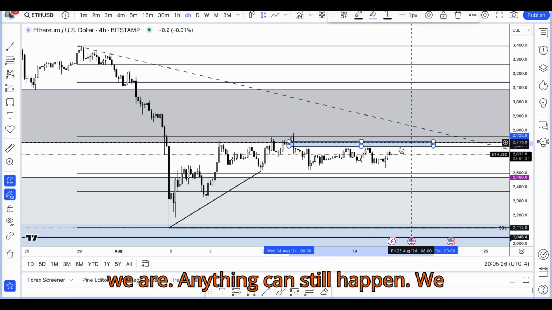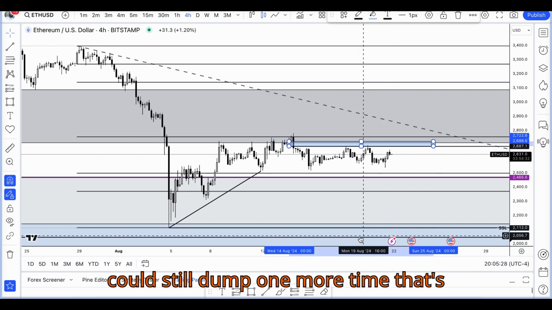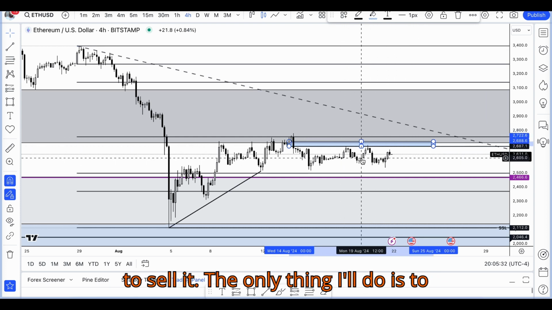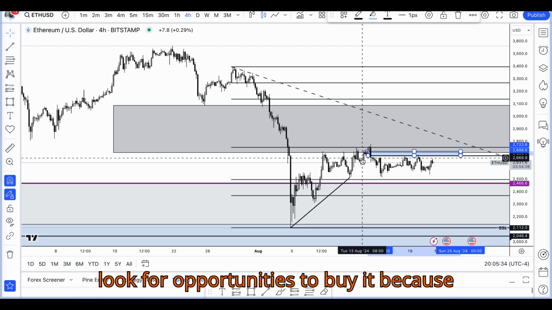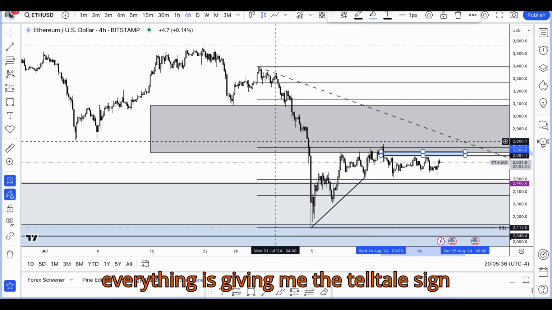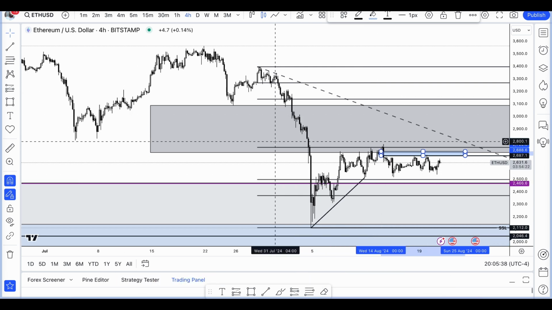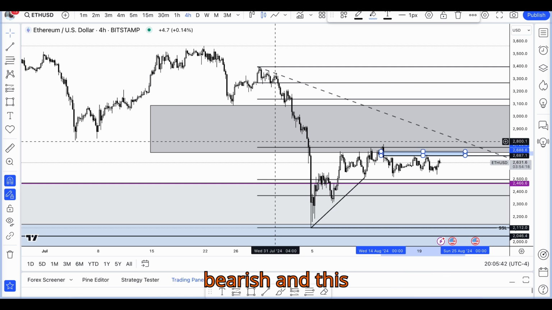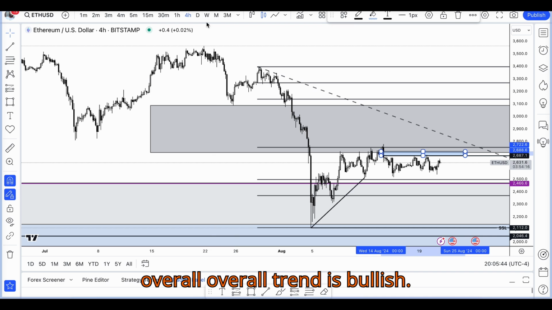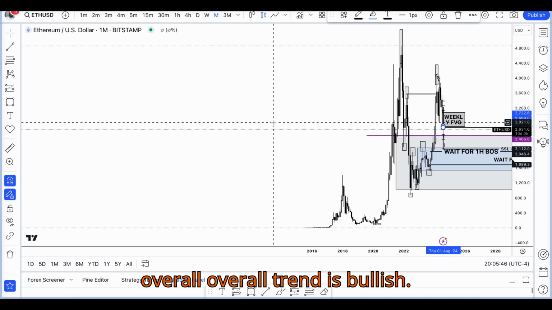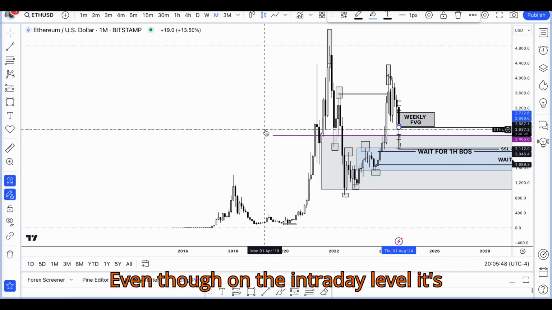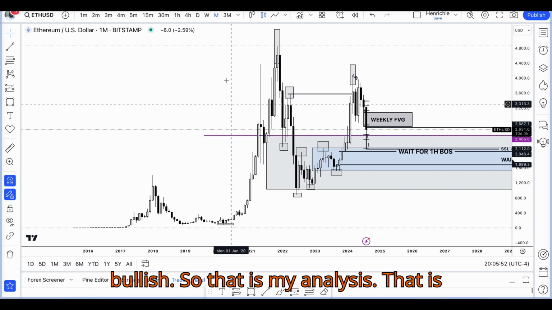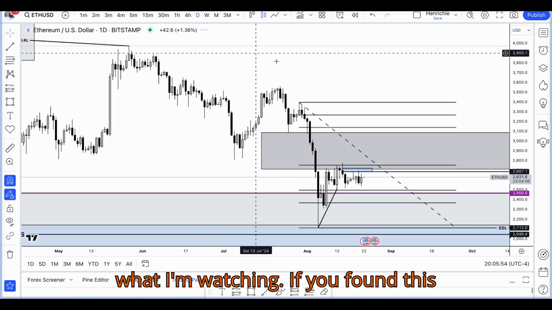Anything can still happen. We could still dump one more time. That's possible. But I'm just not going to try to sell it. The only thing I'll do is look for opportunities to buy it because everything is giving me the telltale sign to look for a buy, from the dollar being bearish, and this overall trend is bullish. Even though on the intraday level it's bearish, the overall trend remains bullish. So that is my analysis. That is what I'm watching.